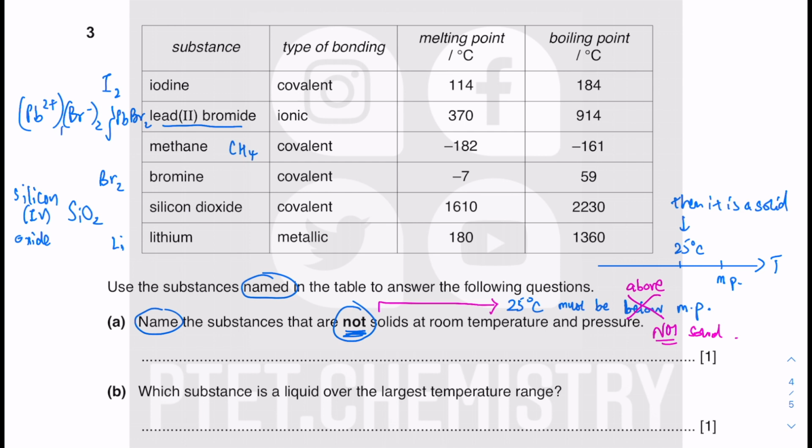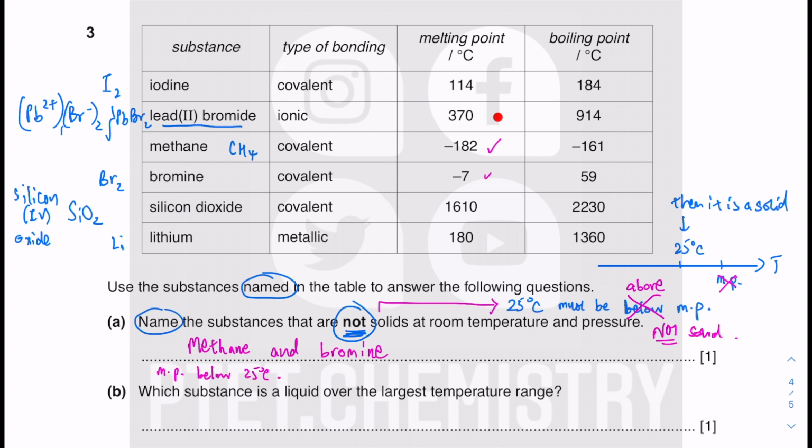So the melting point should be around there, so it's no longer solid. So the melting point must be below 25 degrees Celsius. The other way of thinking about it is the melting point is below 25 degrees Celsius. So that is the one. So methane and also bromine. Both of these will not be solid because they will have already melted.